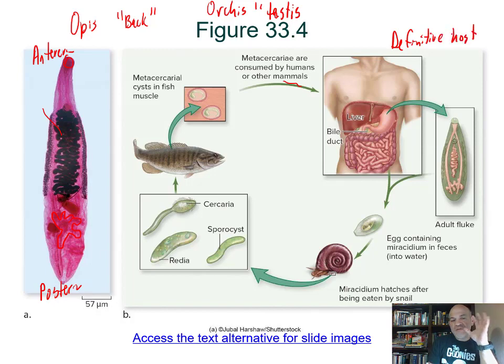The definitive host is the one where the sexually mature parasite is in. So we would be the definitive host along with some other mammals. All these other hosts that include the snail in this life cycle and this fish, which is in the minnow family, those are intermediate hosts. They're intermediate hosts because they are not host to the adult form. So here are the different ones.